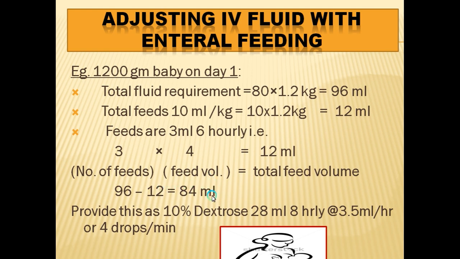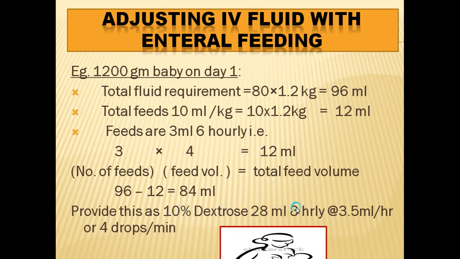So what is the amount of fluid to be given as IV? 96 minus 12. 96 was the total fluid requirement, and we subtract this 12, which is the amount of breast milk the baby is getting. Our total fluid requirement remains the same; we don't increase it just because the baby is breastfeeding. We subtract the amount of breast milk from the actual fluid requirement, and whatever remains is given as IV. We have studied that on the first 2 days we give 10% dextrose, so we start with 10% dextrose.